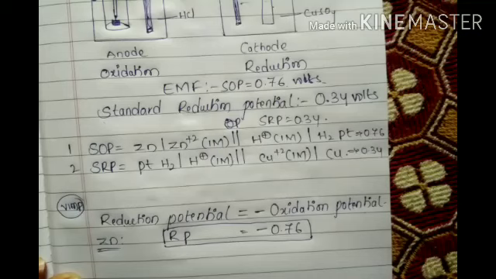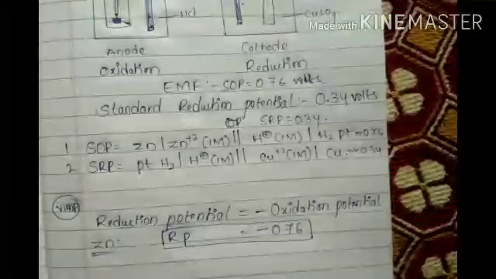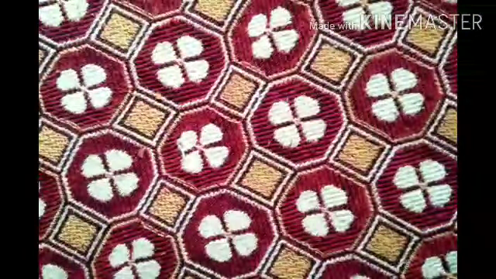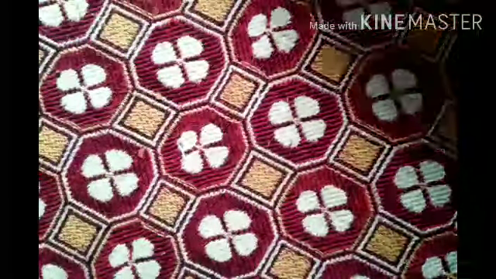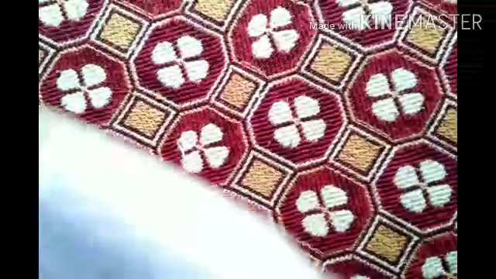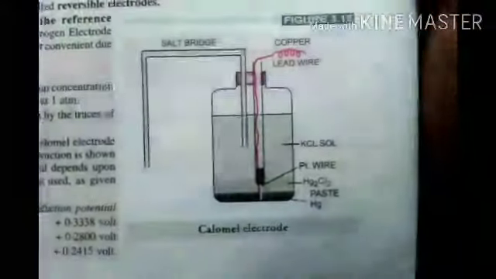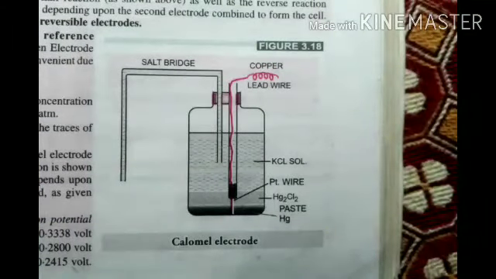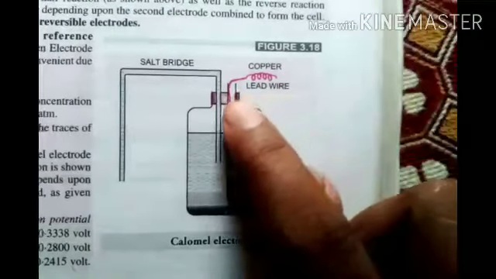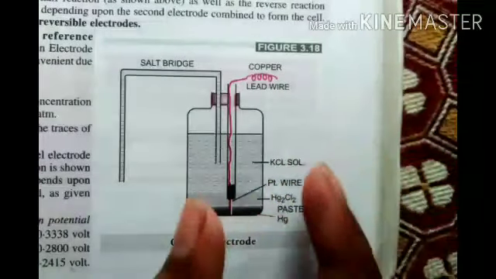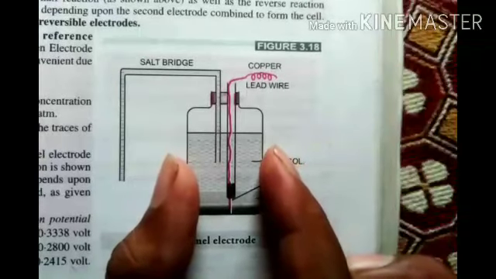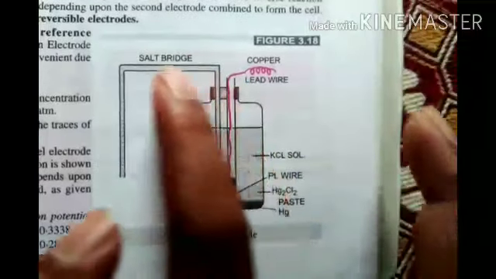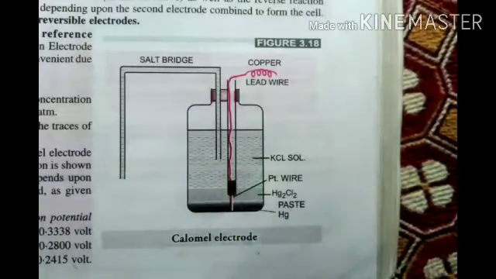And one more. Actually it is not in our topic, but it is useful for JEE and NEET. I'll show you one diagram and explain it. It is the calomel electrode. In the questions, it will come in the middle, that's why I am explaining. This is the copper lead wire. Calomel means it is a bottle-like structure, with two holes, one for the salt bridge and one for the cell.